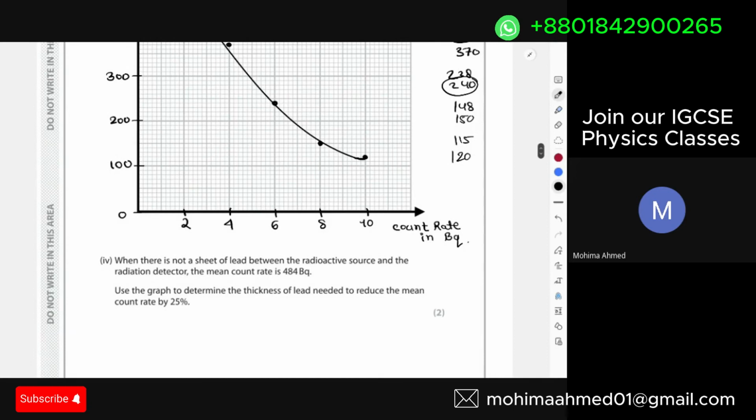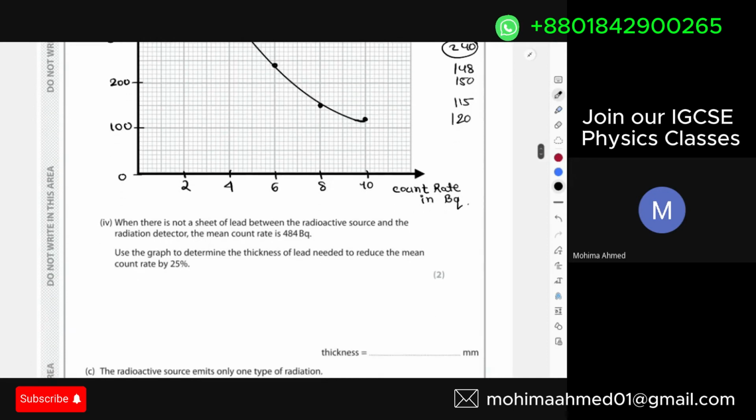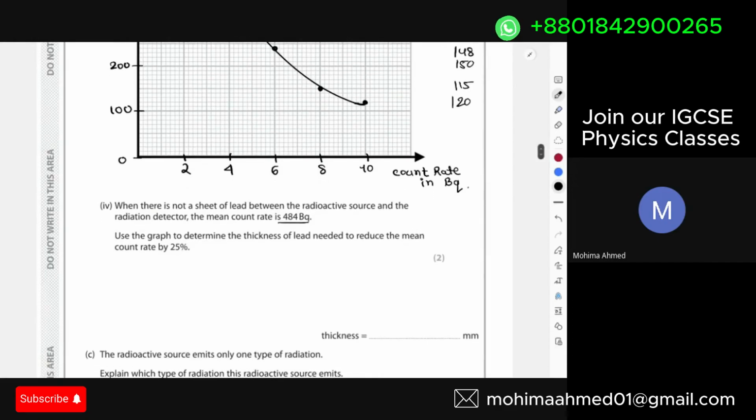After this, they're saying that when there is not a sheet of lead between the radioactive source and the radiation detected, the mean count rate was 484. Use the graph to determine the thickness of lead needed to reduce the mean count rate by 25%. They're not asking for a 50% decrease, they're asking for a 25% decrease. 25% decrease means how much becquerel will be left; we'll have to find that out. So I'll consider that as activity.